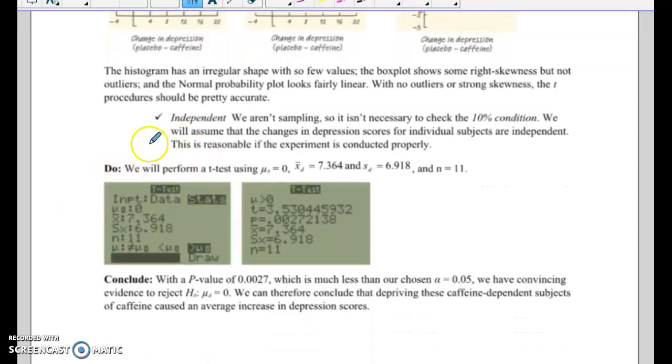And then even my t-test is the same. Here I would have entered that column in a list and spreadsheet. I would have entered the differences, whatever I got for placebo minus caffeine, in one column, and done everything else the same. I get this p-value of 0.002, 0.003 if I round. That is less than the alpha of 0.05, so we would reject the null, and we would say that depriving these volunteers of caffeine caused an average increase in depression.